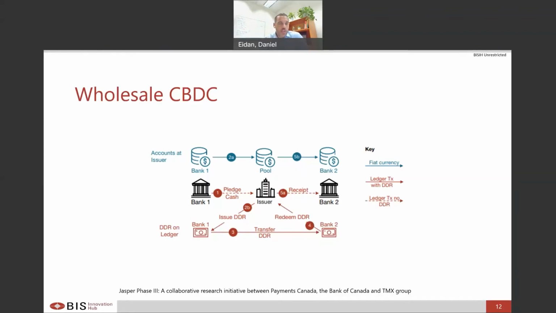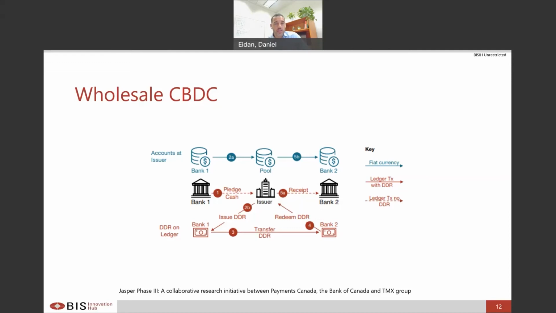This image is from Jasper Phase 3, a project that was run in Canada between Payments Canada, the Bank of Canada, and the Toronto Montreal Stock Exchange. And most domestic wholesale CBDCs look something like this. What you can see in the middle is an issuer. The issuer is connected to a subset of banks that ultimately are called Tier 1 banks that have access to the central bank balance sheet.